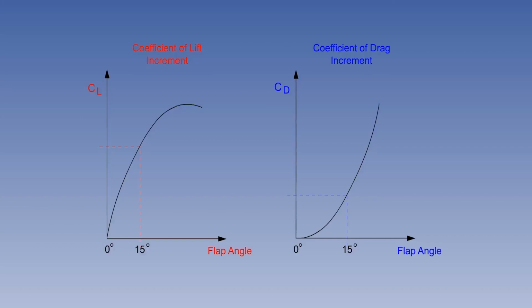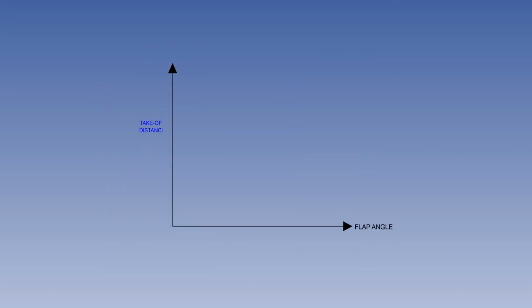Taking both CL max and drag into consideration, there will be an optimum flap angle that will give the shortest possible takeoff run. For jet transport aircraft, the optimum flap angle for takeoff is approximately 15 degrees. We can see that increasing flap angles result in a decreasing takeoff run. But beyond the optimum takeoff flap angle, the distance increases.